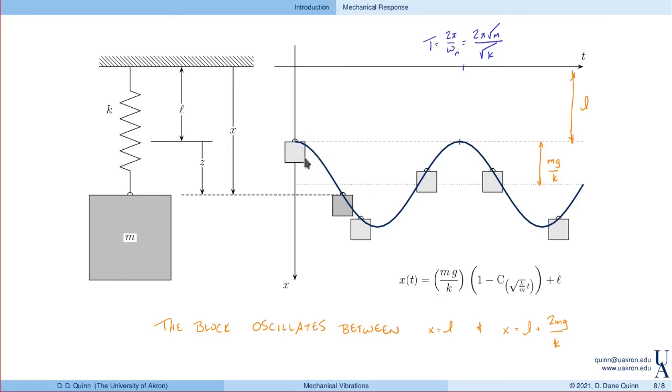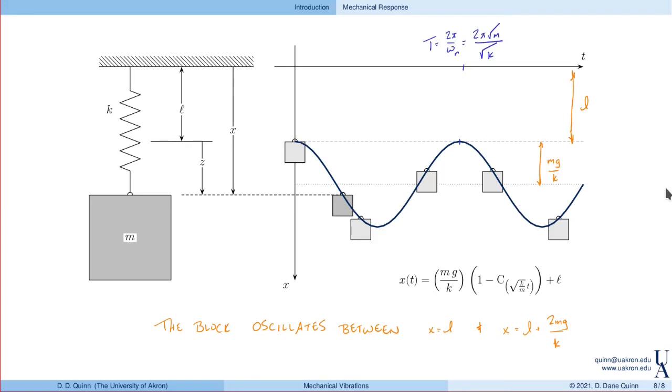So another way to think about this is we let it go. This block falls to the static displacement and then falls an equal amount below that before turning around and oscillating back up and then back down. If we added damping, these oscillations would eventually decrease and the system would approach static equilibrium as time got large. But again, here we've neglected dissipation and damping in the system. So these things will continue on forever.